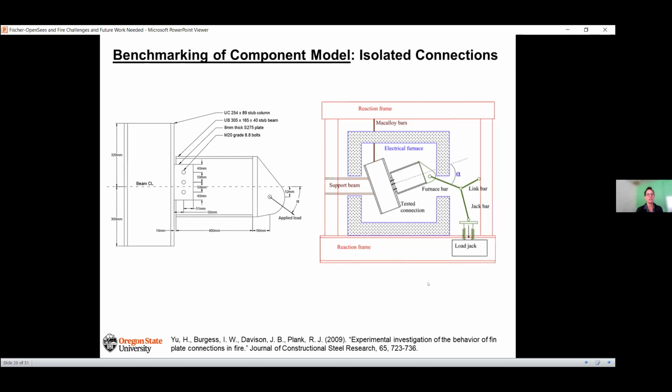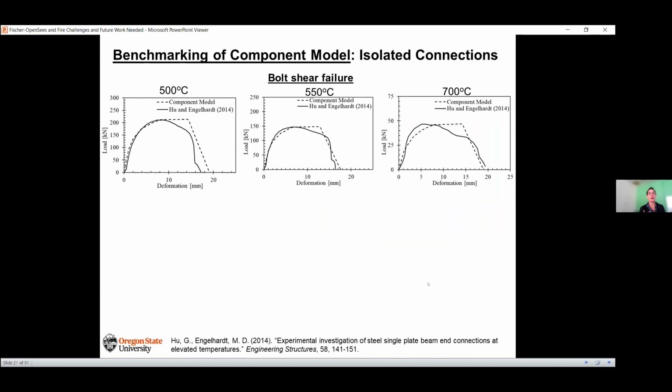The second one is a stub beam, stub column, and this is put into a furnace, heated to a set temperature, and then loaded at a specific angle. So this allows us to look at that combination of forces, so axial force and flexure put into the connection itself.